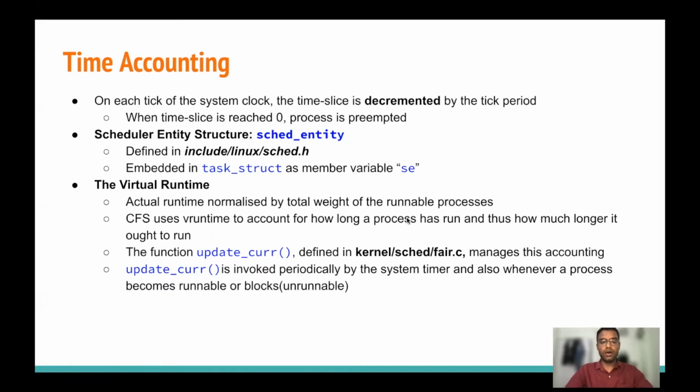And the timing information in the scheduler entity structure is updated by the schedule current function. This schedule current function is invoked periodically by the system timer. Also, when a process becomes runnable or it blocks, then this function call will happen.